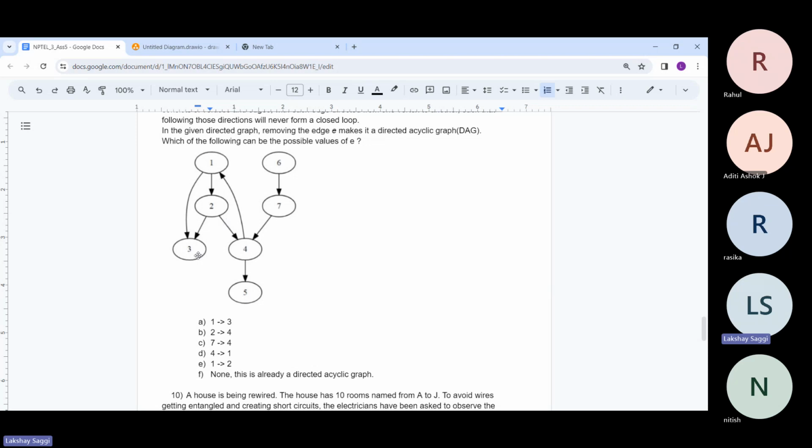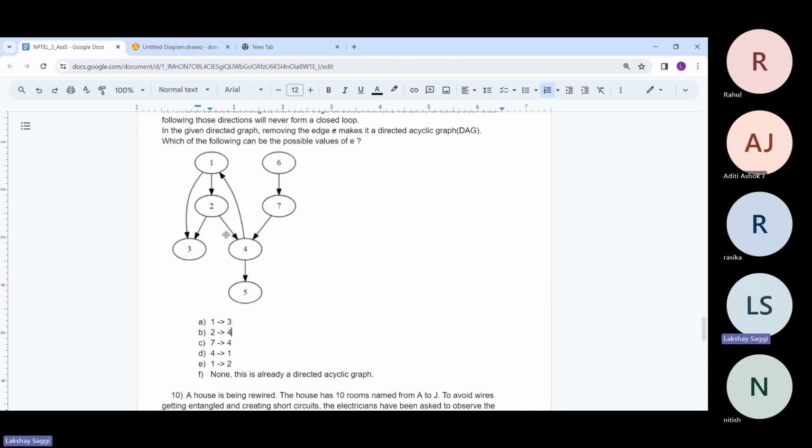Note that this 1, 2, 3 is not a cycle because we go from 1 to 2 to 3 in this direction and 1 to 3 also in the same direction. So if there was an edge from 3 to 1, then this would have also formed a cycle. But right now it is not a cycle. The only cycle is here, 1, 2, 4.